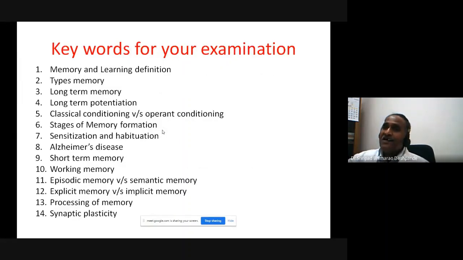Okay, with these things, I have covered the entire topic of memory and learning, and these are some of the keywords: memory and learning, the types of memory, long-term potentiation, classical conditioning versus operant conditioning, stages of memory formation, sensitization and habituation, Alzheimer's disease, short-term memory, working memory, episodic memory versus semantic memory, and explicit memory versus implicit memory, processing of memory, synaptic plasticity, other lifetime changes, and how to improve memory, the enhancement procedures. You try to recall all that.